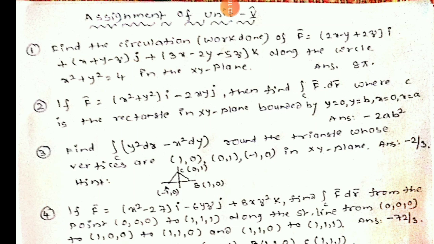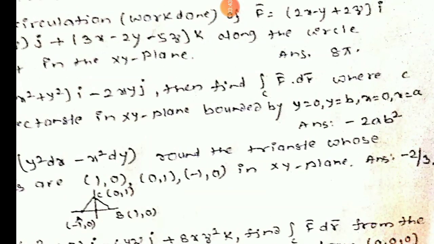The complete line integral over the rectangle is the combination of 4 lines, O, A, B, C. Calculate the line integrals corresponding to the 4 lines individually, then combine all 4 to get the complete line integral of the rectangle. The answer is minus 2ab square.